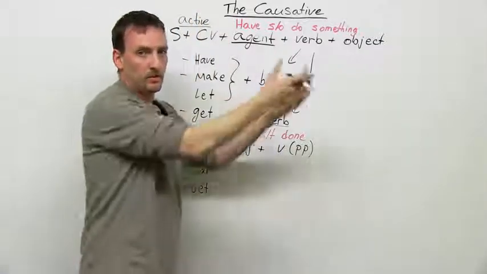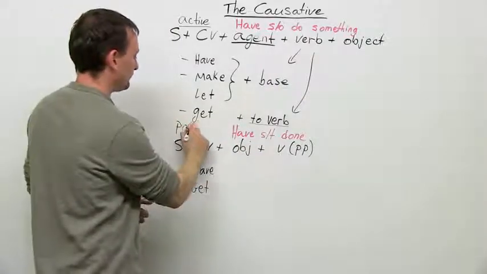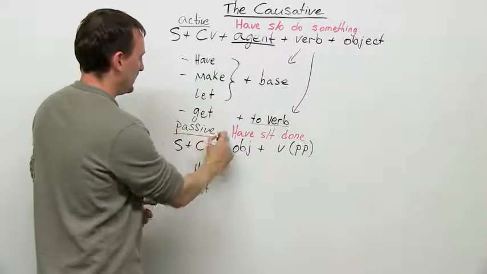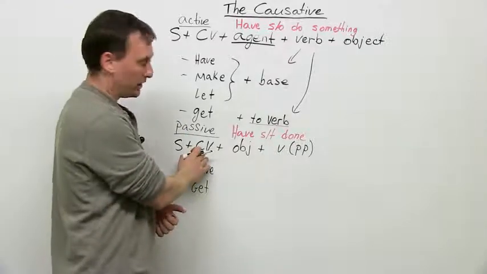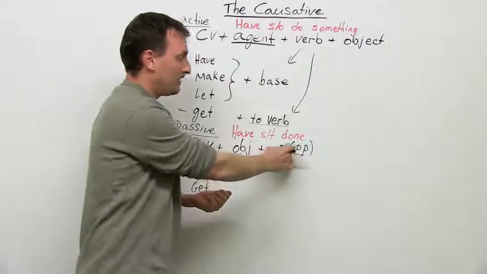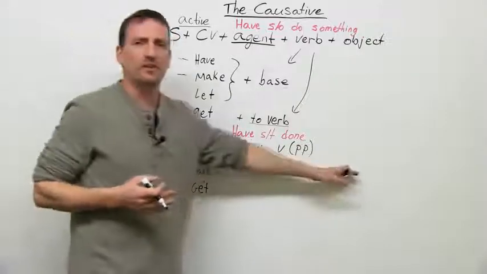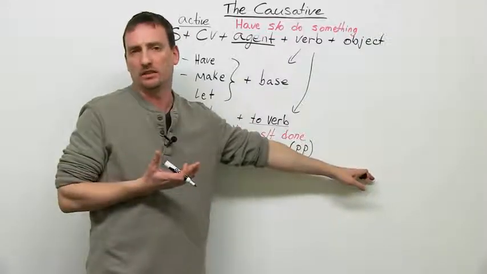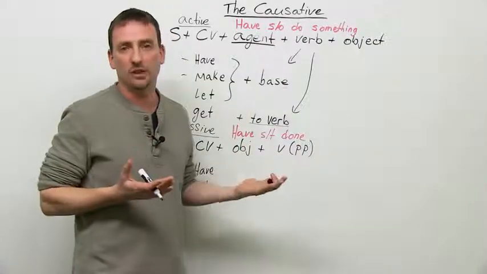Okay, then all of this is the active causative. We make someone do something. But we can also use the passive causative, in which case we have the subject, we have the causative verb again, we have the object next, and we have the verb in a past participle form. Notice that I didn't include the agent. You can include the agent. Usually it's obvious you don't need to, right?